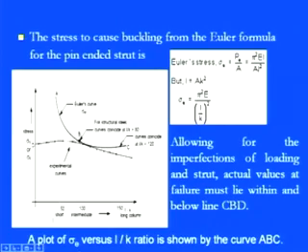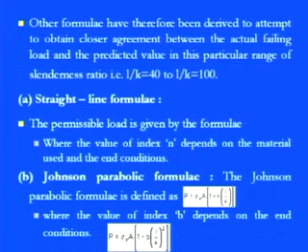As we move further, with the L by K ratio starting from 50 to 150, we have different regions altogether for checking the failure theories. The other formulae have been derived to attempt a closer agreement between the actual failing load and the predicted values in this particular range of slenderness, that means L by K of 40 to L by K of 100, where there is some closeness between the predicted values of failure and the experimental as well as the analytical ones.